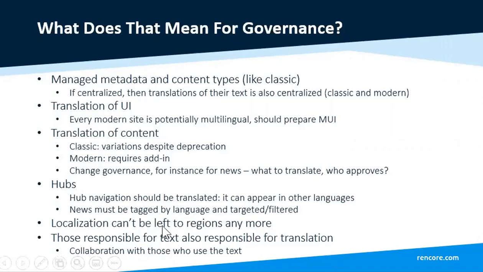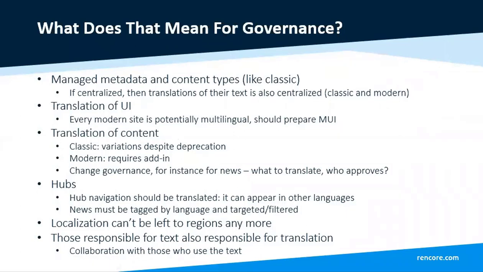News should be tagged by language. So localization can't be left to regions anymore. Localization of interface, localization of content can't be left to regions. The people who are responsible for generating text will also become responsible for translation. And this becomes a problem because very often they won't know the other languages that are being used in the site, even though this has to be entered on their own sites on which they have control. So what you need is to figure out a method of collaboration between the people who use the text and understand the language and the people who generate the text and may not understand the language.